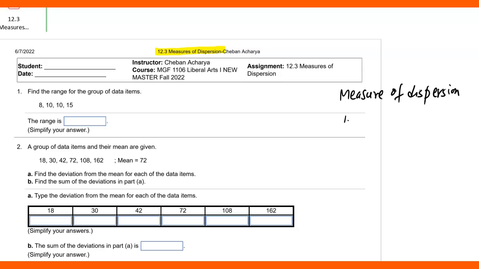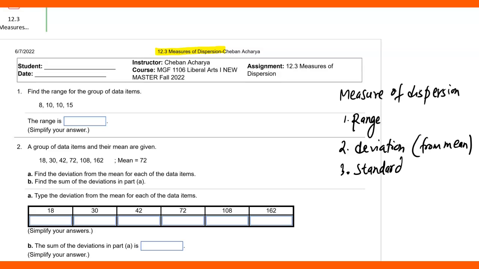We do the range of the data. Number two, deviation, actually deviation from mean. And we do standard deviation. Therefore, in this section, measure of dispersion, we do three things here: range, deviation, and standard deviation. And we do each one with the examples from the homework.